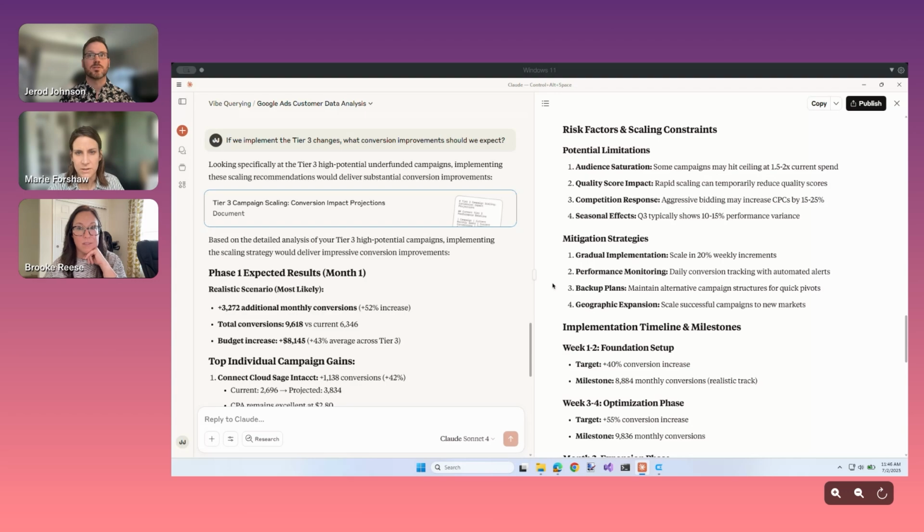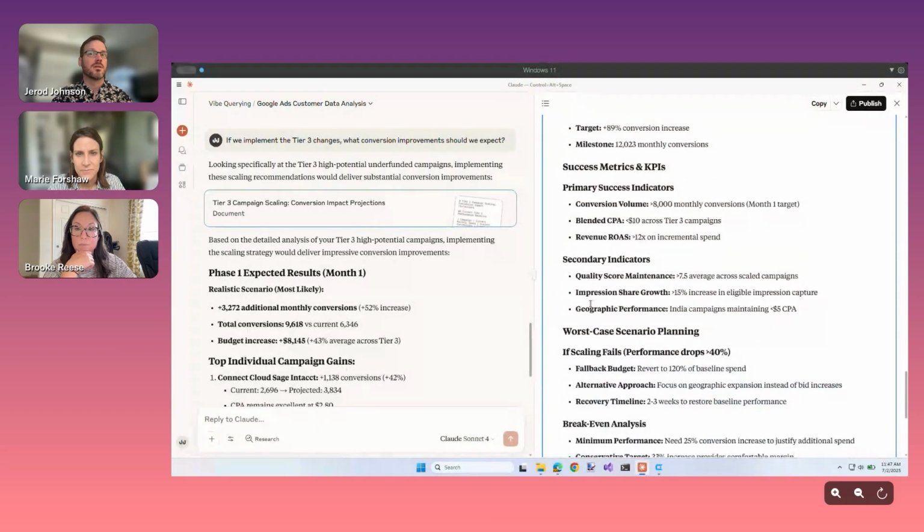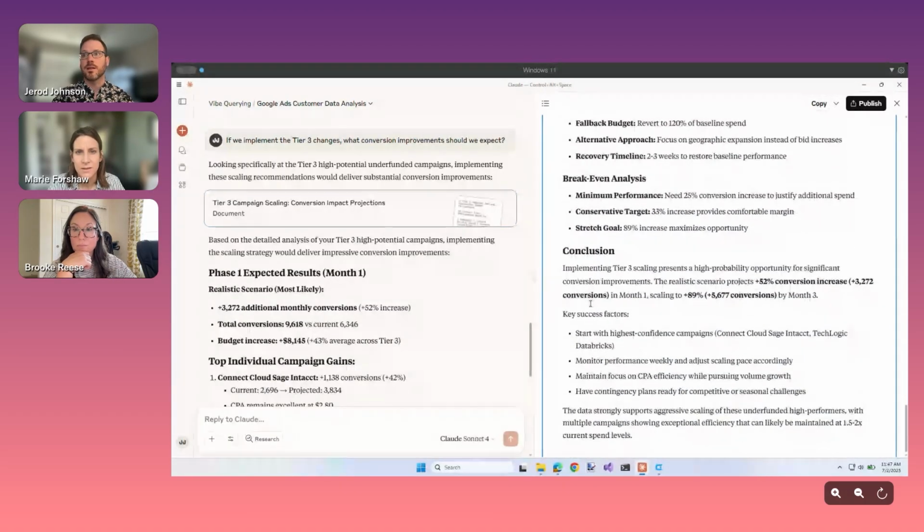That's great. That's cool. Anything else from this response from Claude? Implementation timeline, that's helpful. So I have a question, and Brooke, you could tell me whether you think it's valuable. Obviously, it's asking us to increase spend. I assume that you do not have an unlimited budget. So what could we ask to identify where that money could come from?